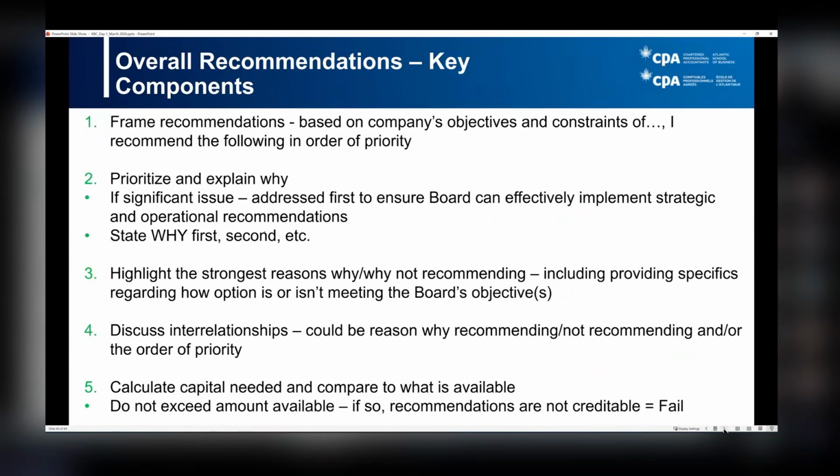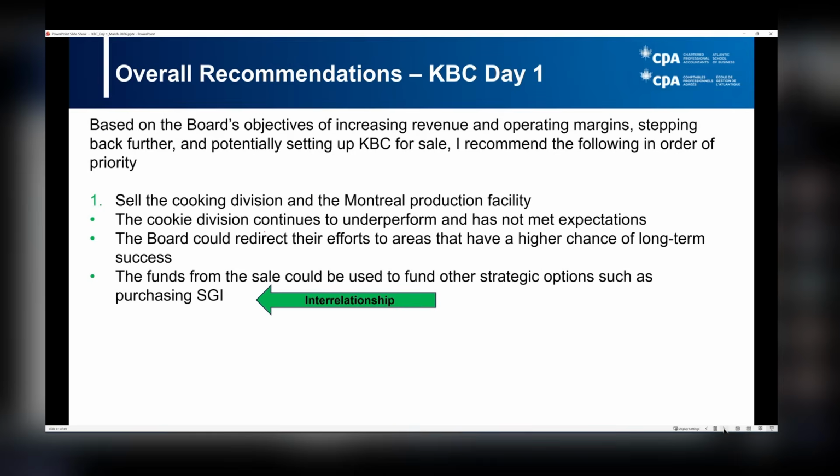So here are the key components. Frame that recommendation. Prioritize, explain why. If there's a significant issue, address that first. State why it's first, second, and so on. Highlight those strongest reasons why you are or are not recommending, including specifics relating to the option, okay? How the option is or isn't meeting the board's objectives. Discuss those interrelationships. Calculate the capital needed versus how much they have.